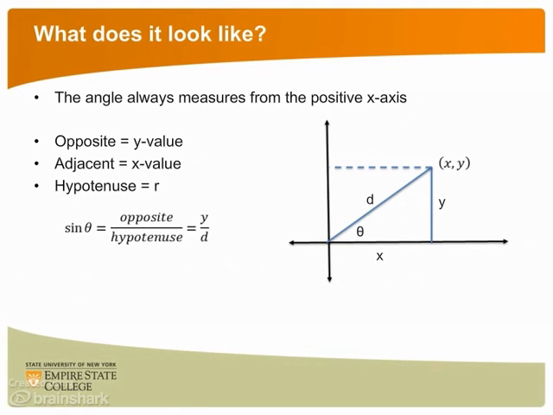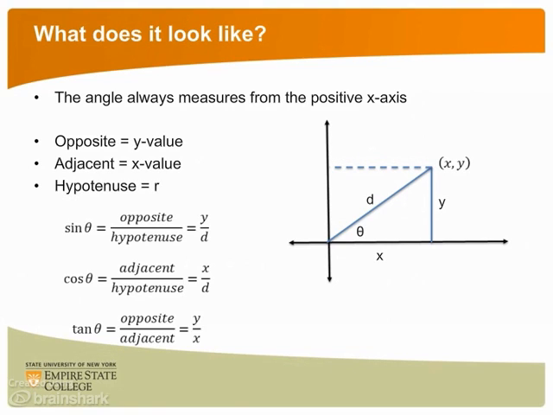Now we can find our trigonometric ratios. The sine is the opposite over the hypotenuse, so we have the y value over d. Cosine is adjacent over hypotenuse, or the x value over d. Tangent is opposite over adjacent, or the y value over the x value. Let's look at an example.